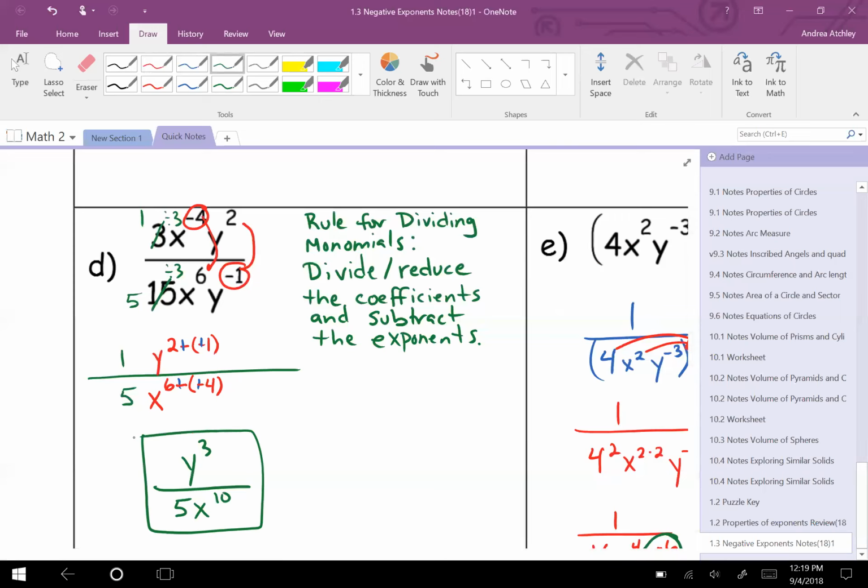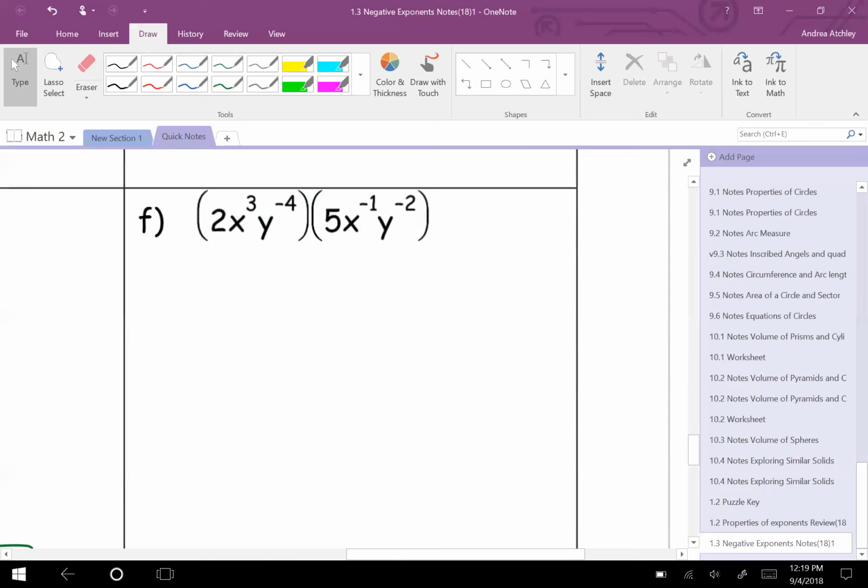Okay, last one. With multiplying, does anybody remember the rule for multiplying? What do we do with exponents when we're multiplying? Who said it? Add them. We're going to add them. Okay, so remember that rule.